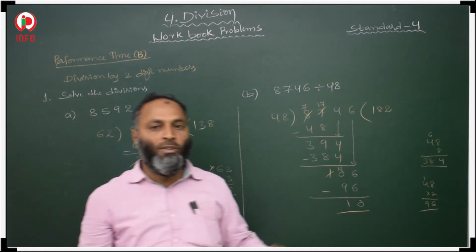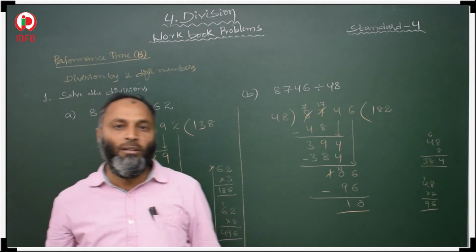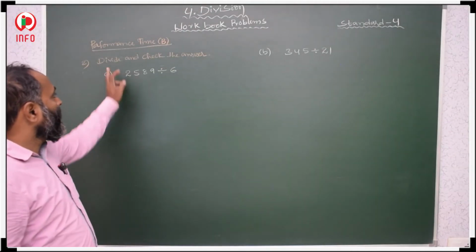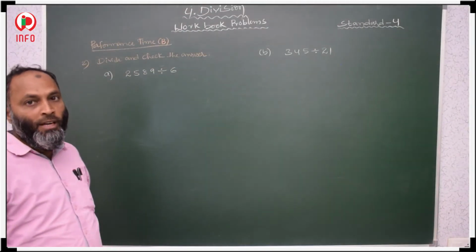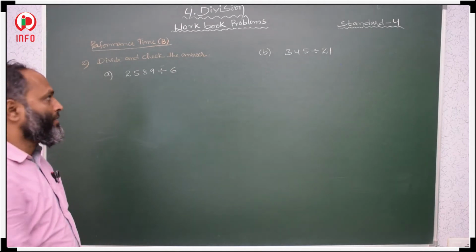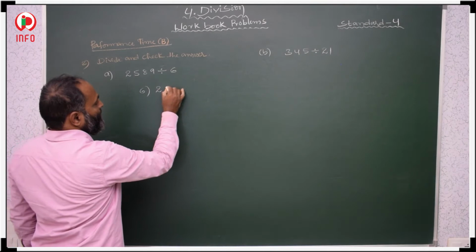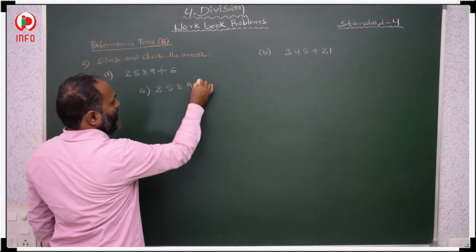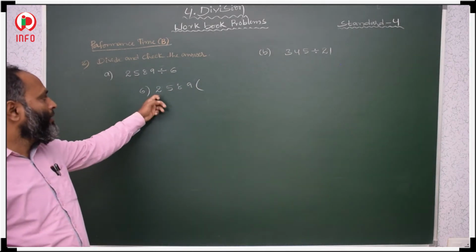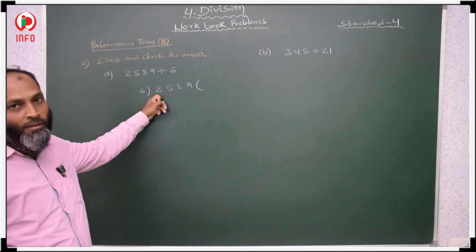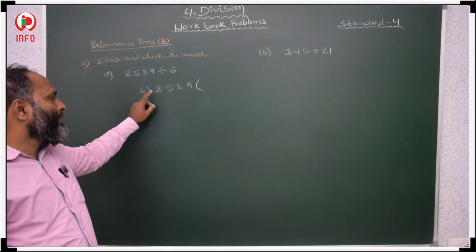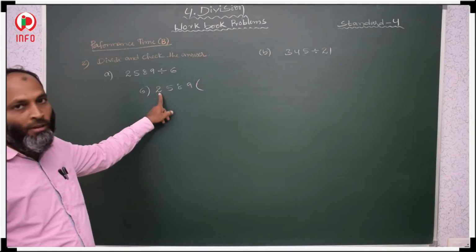So one more question is there, that is your home assignment. Now divide and check our answer. So we have to divide it, we have to check our answer. Then first 6 divides 2589. Then first we have to take 2. It is a single digit number, we have to take 2.